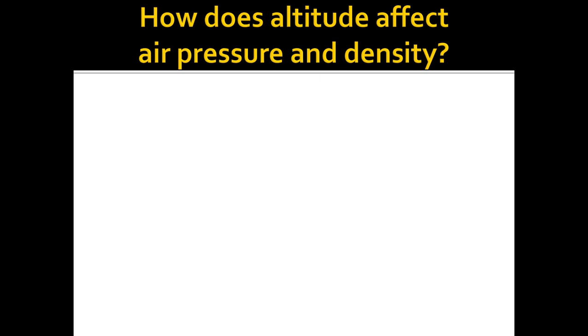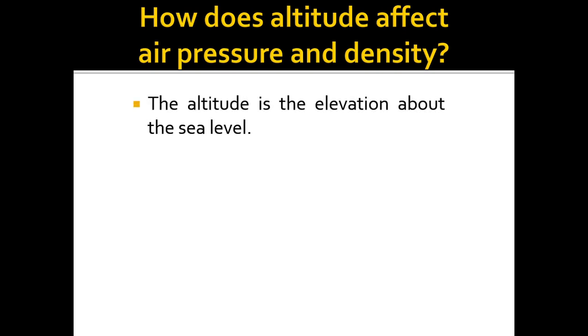Now we have something very important to analyze. How does altitude affect air pressure and density? So the altitude is the elevation above the sea level. I can give you one clear example: in Quetzaltenango, our altitude here is 2,333 meters above the sea level, all right? But of course, there will be a different elevation and a different altitude if we move around.